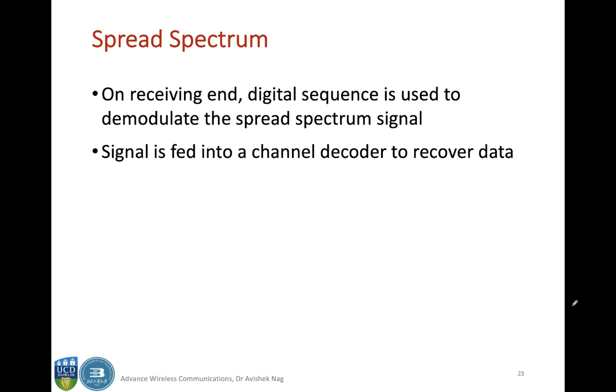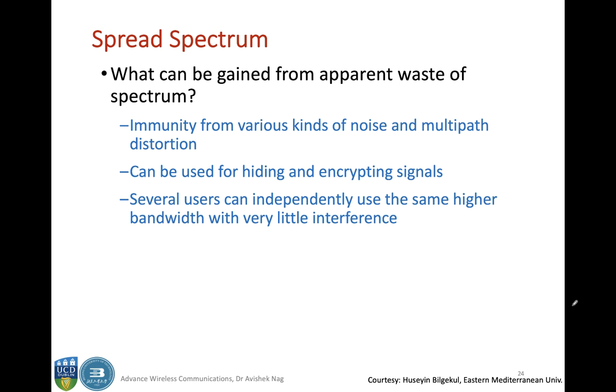So going back to spread spectrum, on the receiving end, the digital sequence is used to demodulate the spread spectrum signal, and the signal is fed into a channel decoder to recover the data. Now the question is, what can we gain from this apparent waste of spectrum? Okay, you are spreading the spectrum and making it occupy a very large space. So what can be gained? The gain is basically immunity from various kinds of noise and multipath distortion, and it can be used for hiding and encrypting signals, as I just said. And several users can independently use the same higher bandwidth with very little interference.